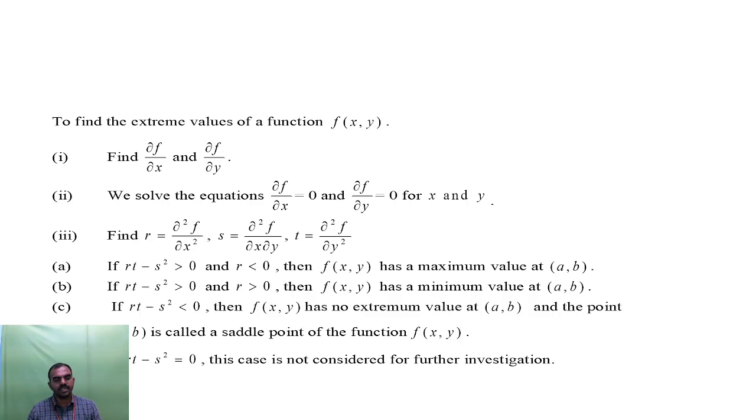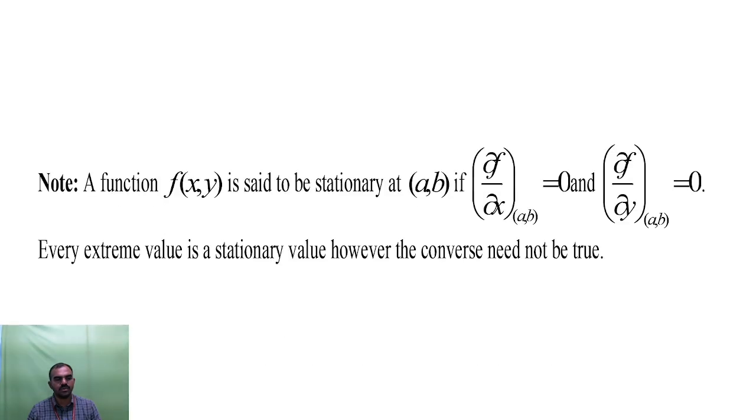If rt − s² < 0, then f(x, y) has no extreme value. That means there is no maximum value and no minimum value in that function at the point (a, b), and the point (a, b) is called a saddle point of the function f(x, y). If rt − s² = 0, this case is not considered for further investigation. We cannot find which one is maximum or minimum, because rt − s² = 0.